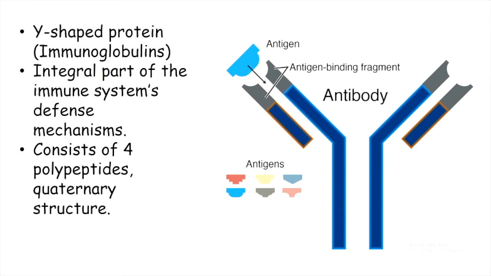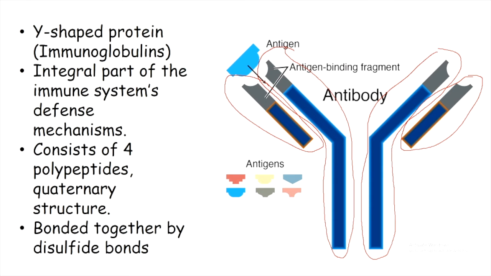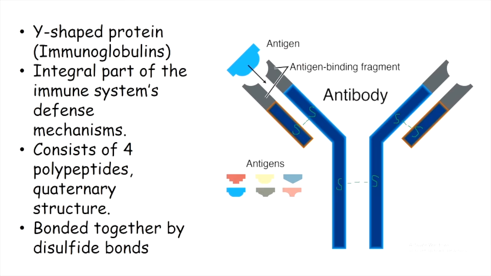It consists of 4 polypeptides, making it a quaternary structure protein. The 4 polypeptides can be seen by the red circles shown in the diagram. These are also bonded together by disulfide bonds, as shown here, which all form a single antibody capable of binding to antigens.